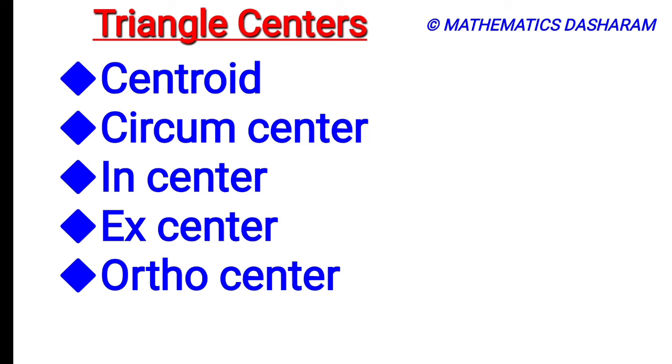Hello everyone, in this video I am going to explain 5 important triangle centers and their properties with diagrams. The first one is centroid, second one circumcenter, third one incenter, fourth one excenter and orthocenter. The first one is centroid.